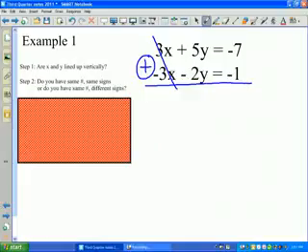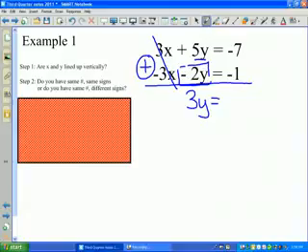So right there, we just eliminated our x's. In order for me to eliminate those x's, I had to add. But guess what? I still have to add my y's and I have to add my constants, which are the numbers -7 and -1. So now this is how we're going to do it. 5y plus a -2y will give me 3y.